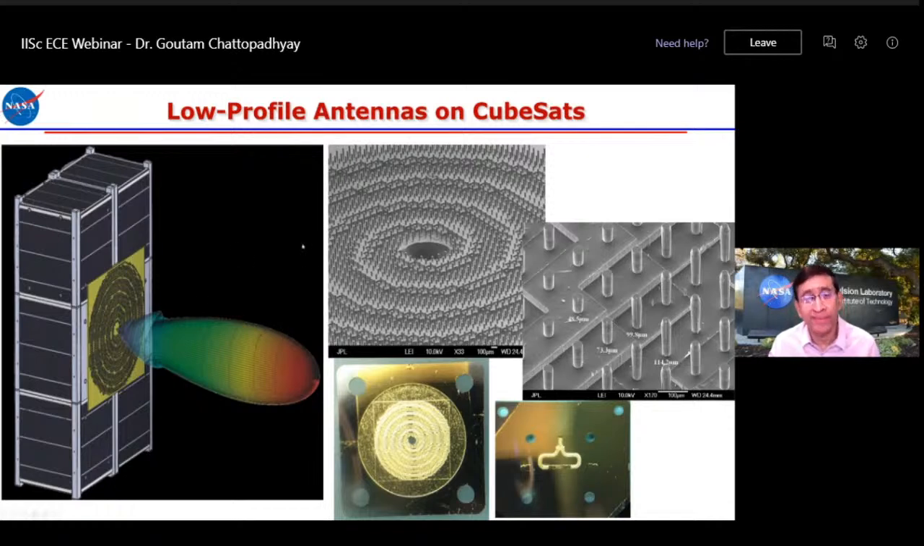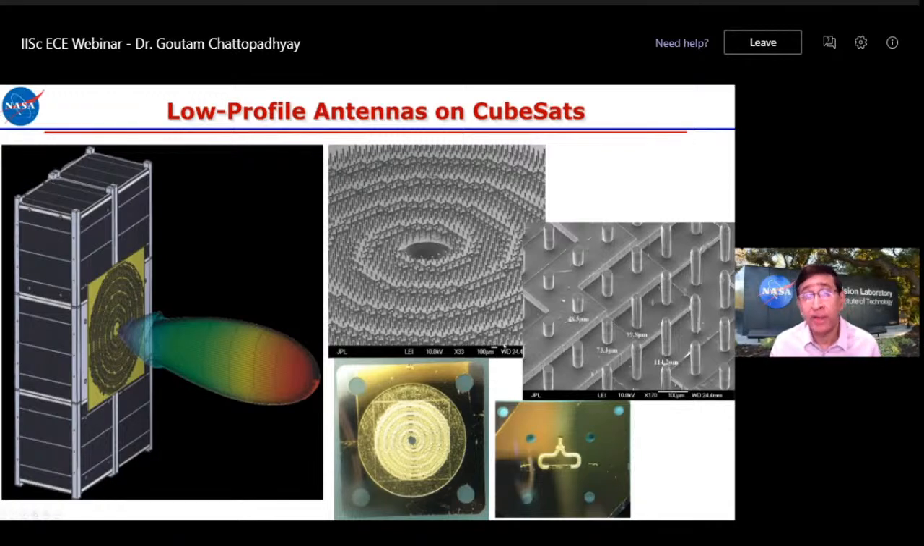This is all metal. You can just put this antenna on the side wall of the CubeSat itself, and it's so low profile. As I said, the entire antenna structure thickness will be less than a millimeter. And then just a circular hole, and you can put your instrument behind it, then the sidewall itself becomes your antenna. We fabricated it for 300 gigahertz.